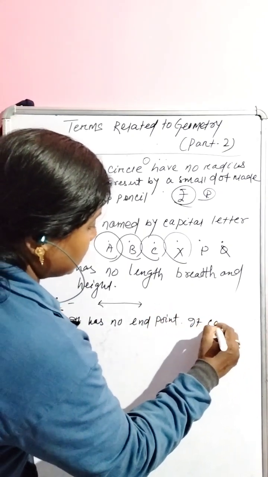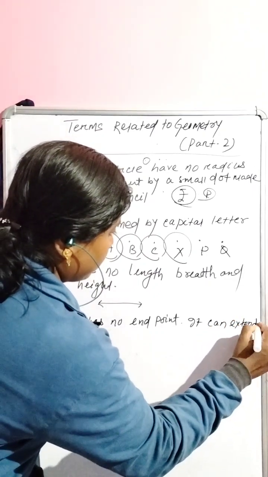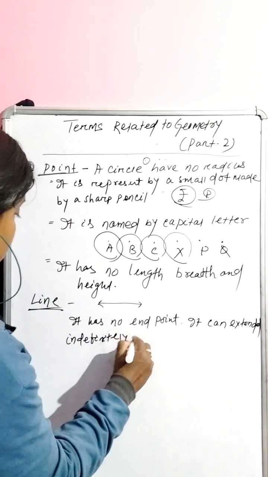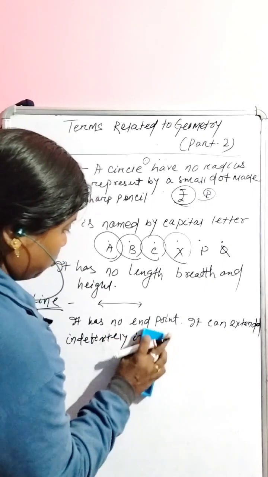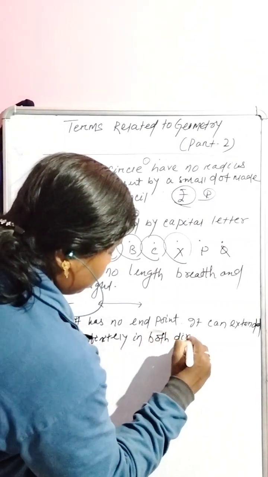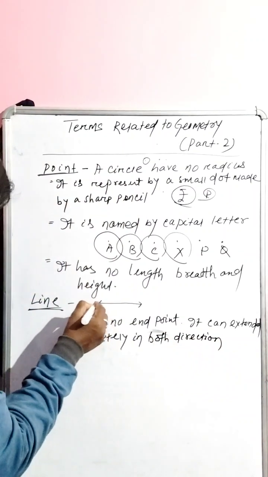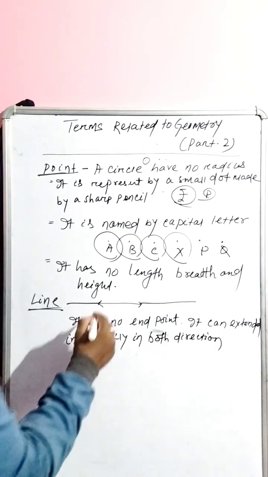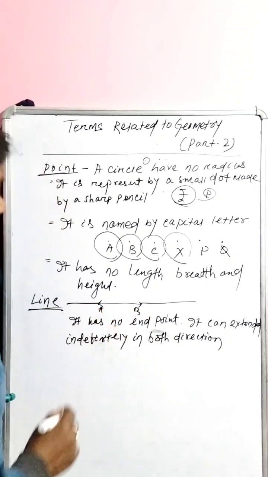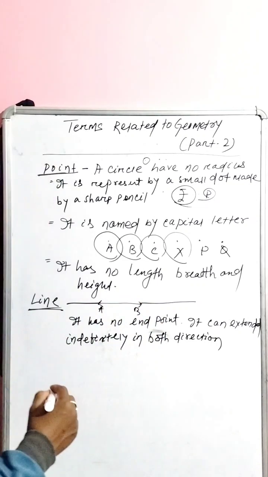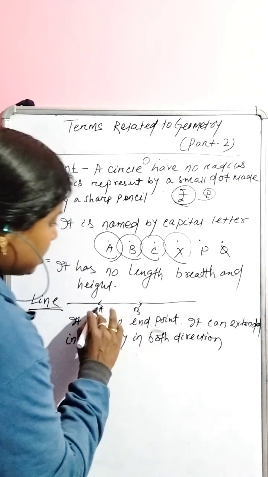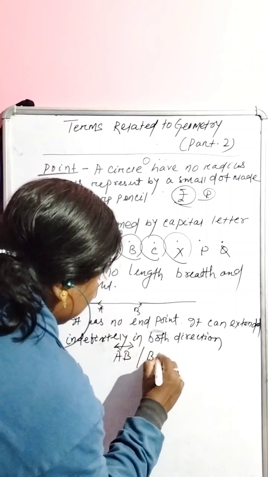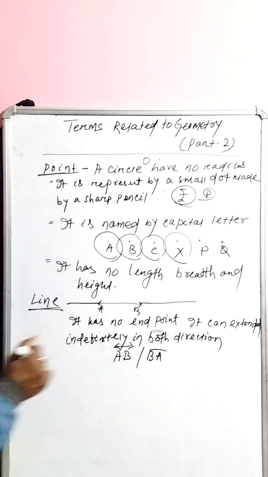It can extend indefinitely in both directions. But you can name a line, suppose AB. Since it has no end point, it can extend in both directions, so we can't measure it. We can't say a line has a fixed length, but we can represent it as line AB or BA. We can't measure it and it has no fixed length.